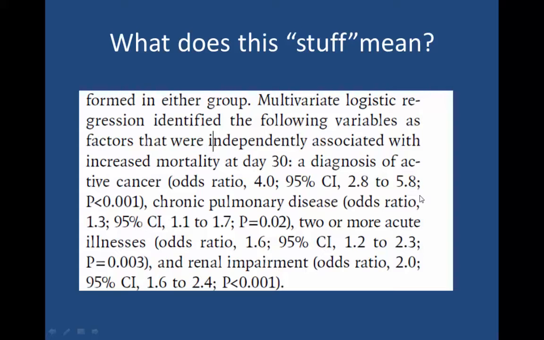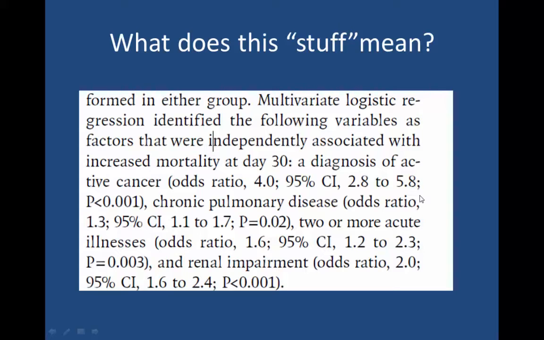These were all 95% confidence intervals, meaning if we repeated the study 100 times, 95 times that the study was repeated, the results that you would find would fall within this range. People's odds of dying at 30 days if they had a diagnosis of active cancer would fall within 2.8 to 5.8.